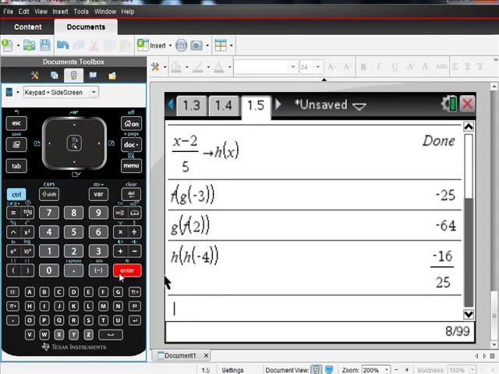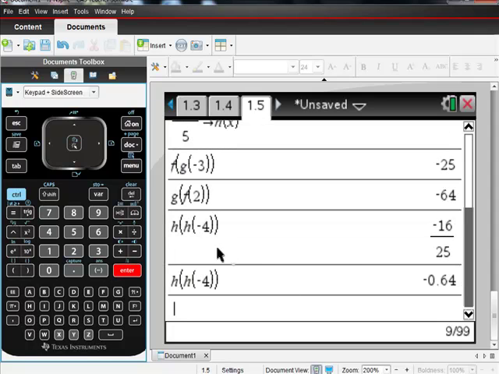Remember, if you don't like your answer in the form of a fraction, if you prefer it in decimals, you can always hit control and then the approximation key right there. So enter, and it gives you back that value.